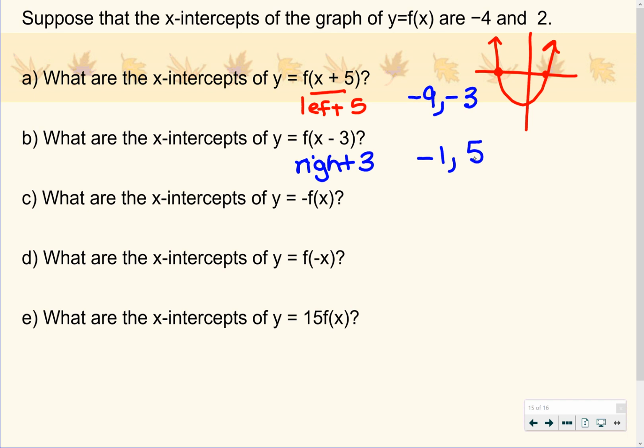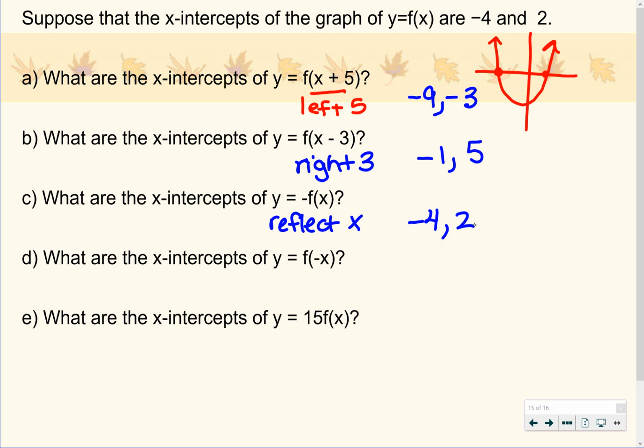5. Okay, what if I have a negative outside the function? What does that do? Reflect over the x-axis. If I take 2 points that are on the x-axis and reflect them over the x-axis, what's going to happen to those points? Absolutely nothing. It is still negative 4 and 2.